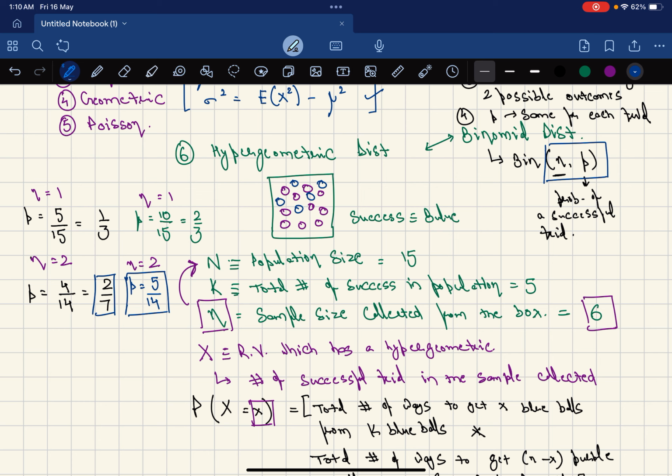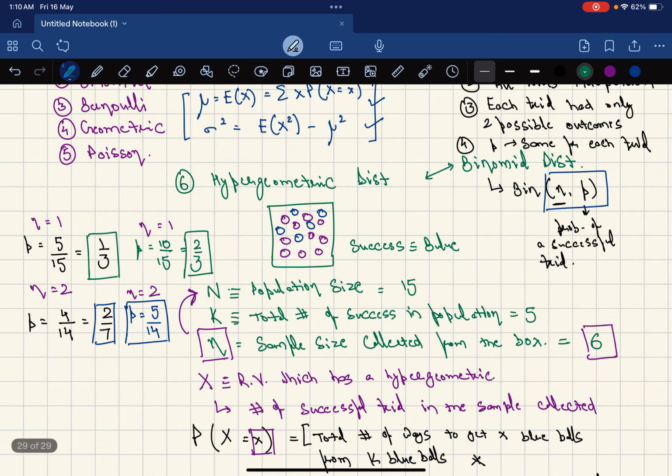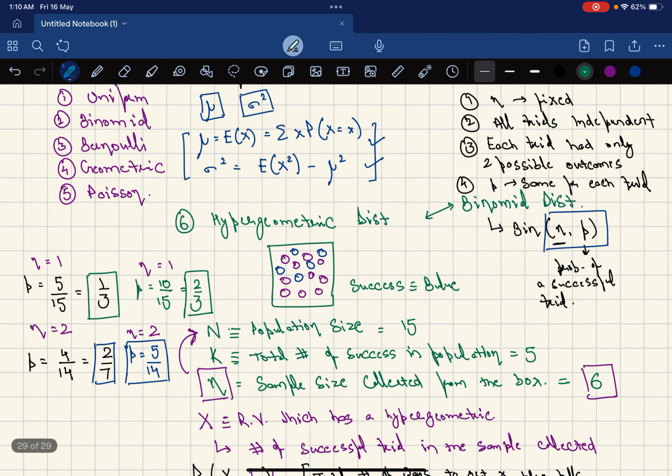Why is that happening? Because in this case the first ball which is drawn is a purple ball, while in our previous example, the first ball which was taken was a blue ball itself. So the probability of getting a blue ball in the second trial here is actually dependent on what happened in the first trial, and therefore the events here are not independent of each other.